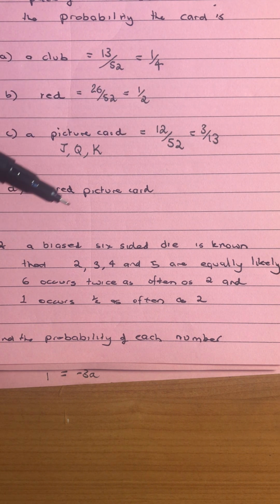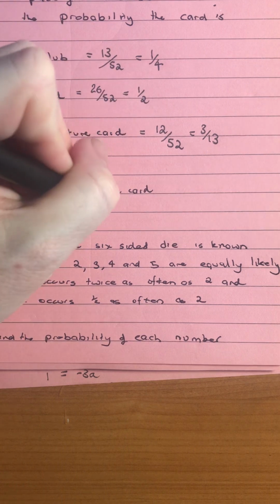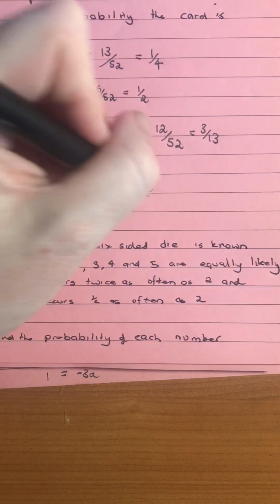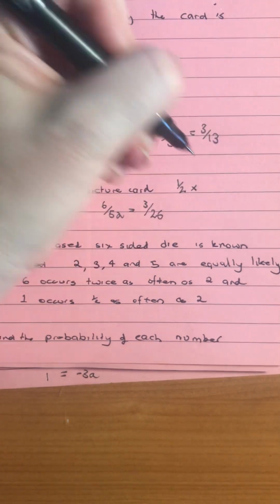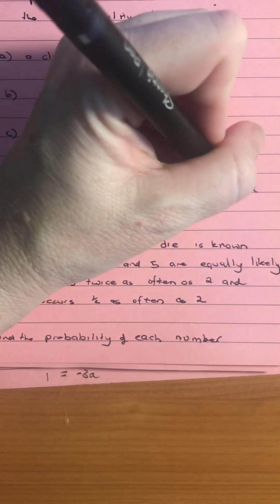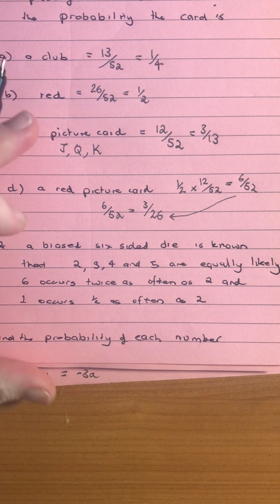Or we can just say that instead of 12 of them, we now only have 6, which would then simplify to 3 on 26 there. So we could do the half times the 12 on 52, which would give us the 6 on 52, and we would end up with the 3 on 26, or we could just go by working out how many there are.